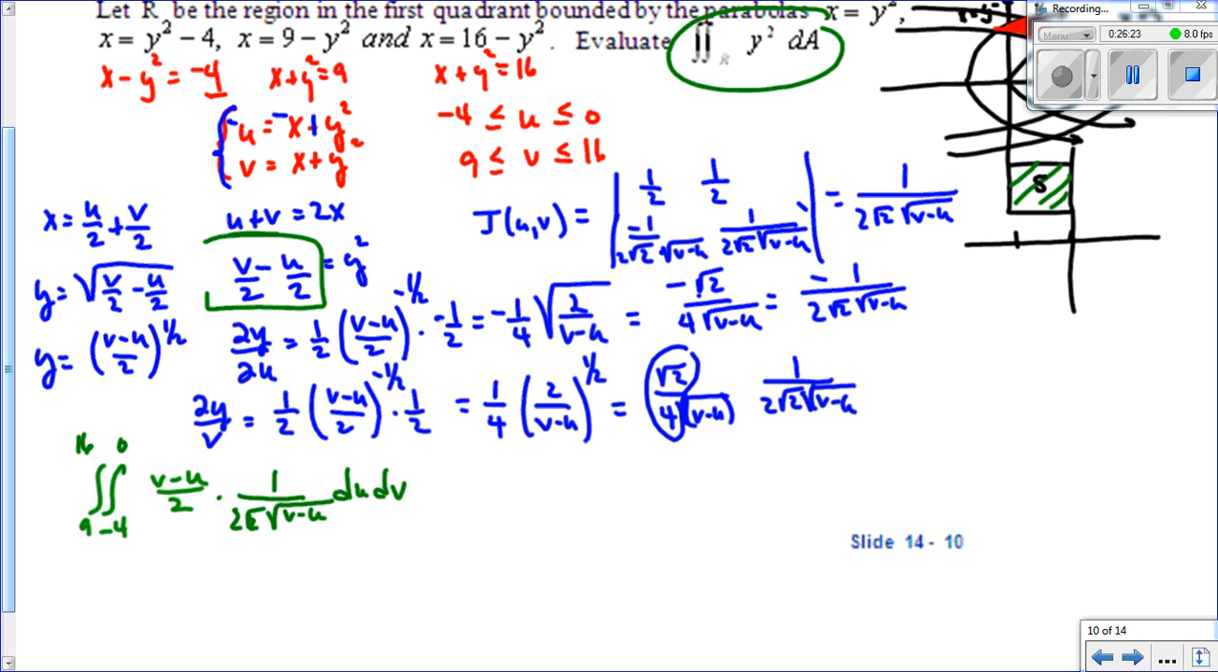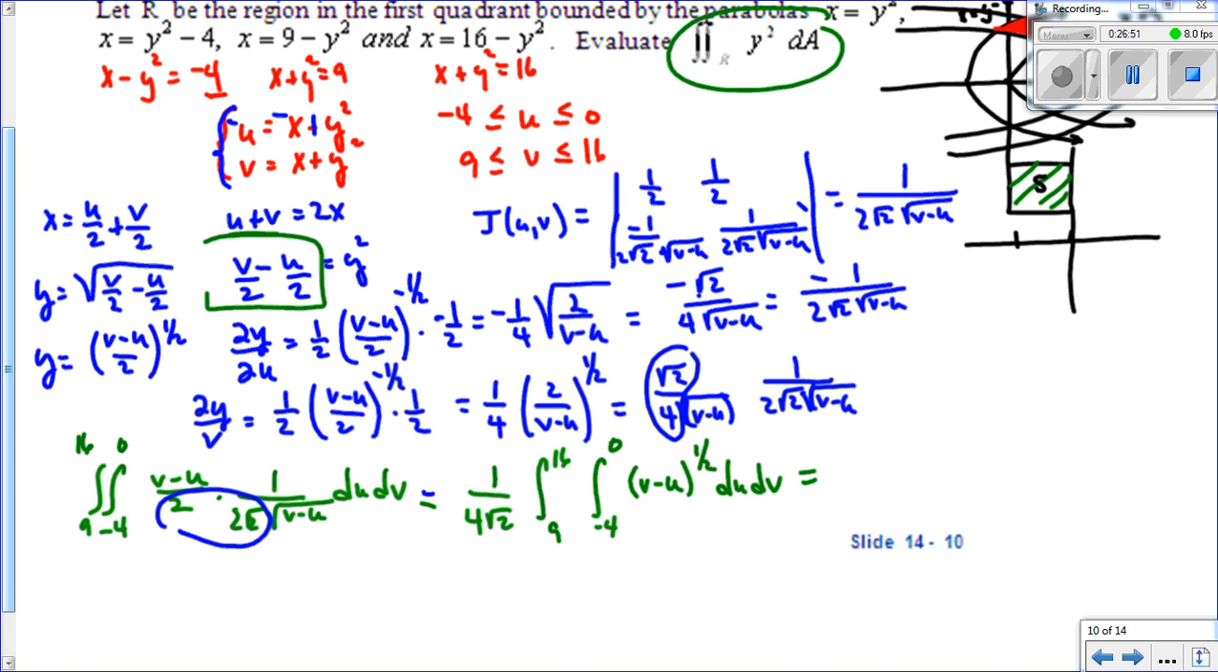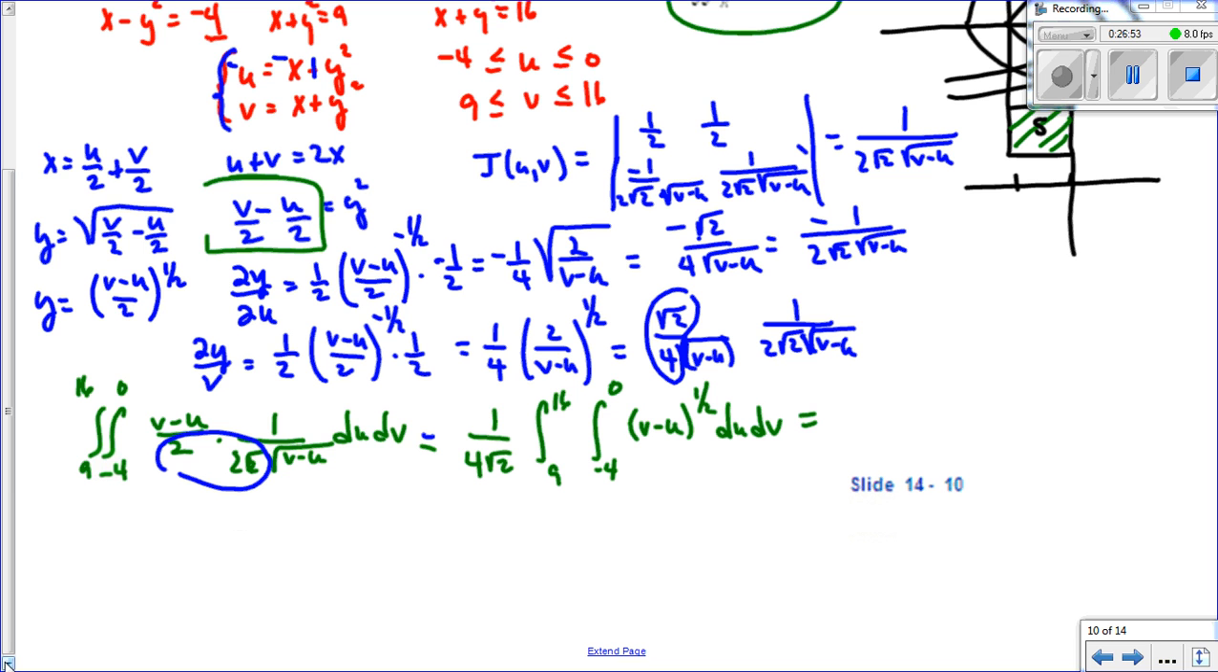So that looks like it's going to simplify nicely. I can pull these numbers out. That'll be 4 times the square root of 2 out in front. And now I've got a v minus u on top and a v minus u to the 1/2 on bottom. So this is going to be a v minus u to the 1/2. Okay, I'm just finishing this up.